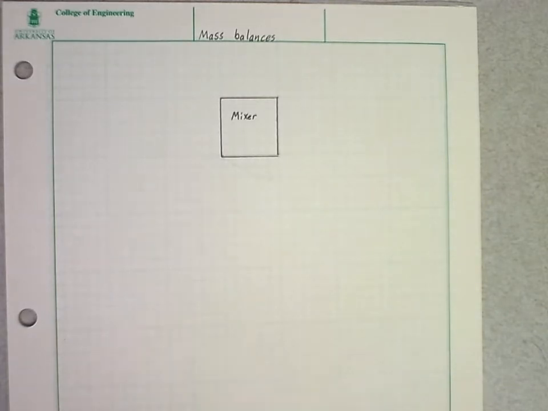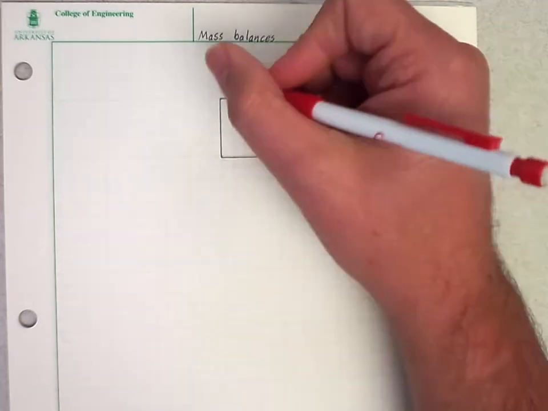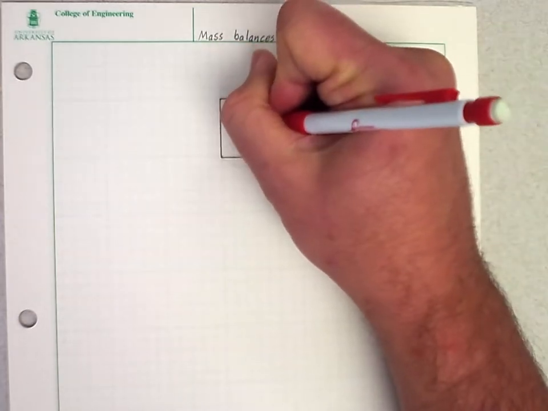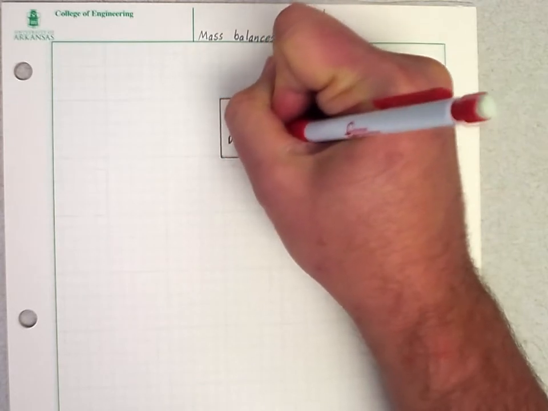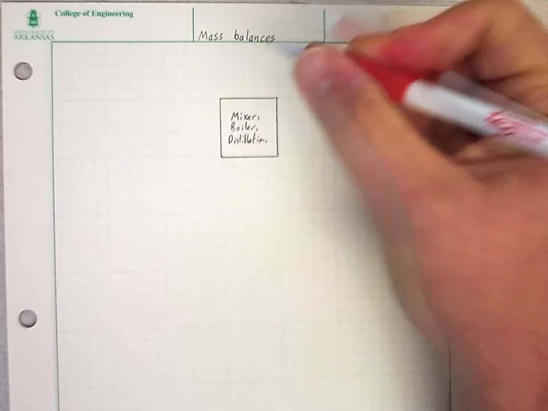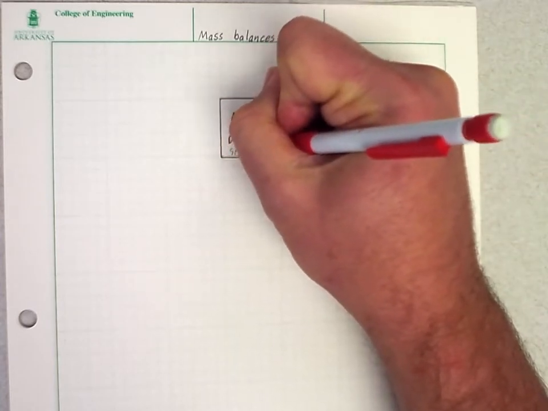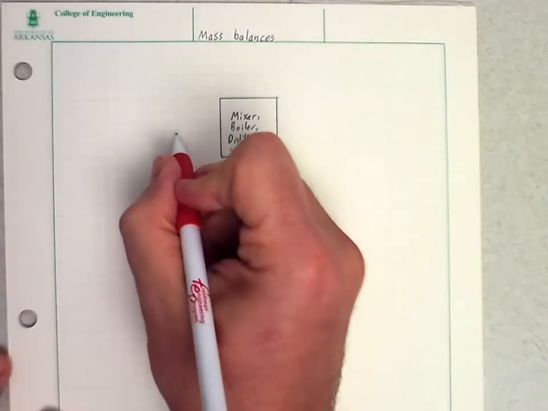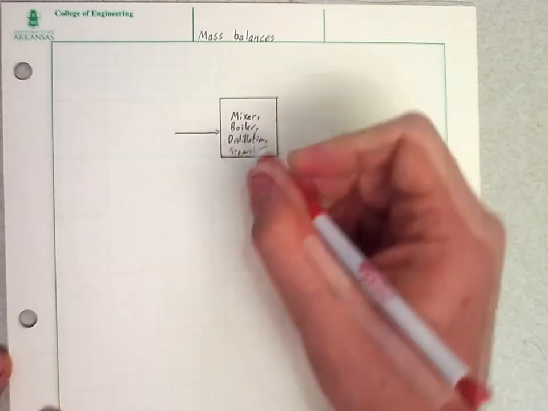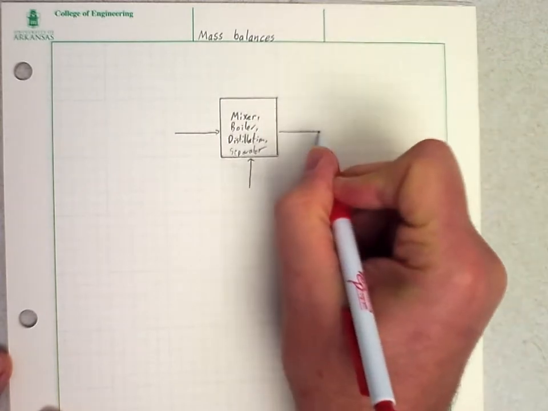mass balances. The basic concept behind those is that we have some sort of black box type thing that's a mixer or a boiler or a distillation column or a separator. Just some sort of black box where you've got flow coming in from one or more streams, and then you've got some flow going out.